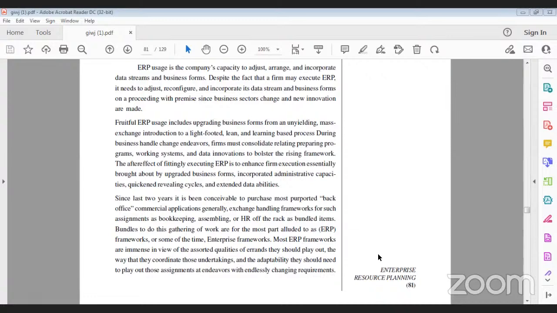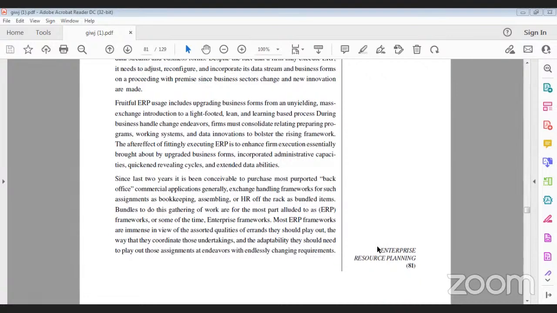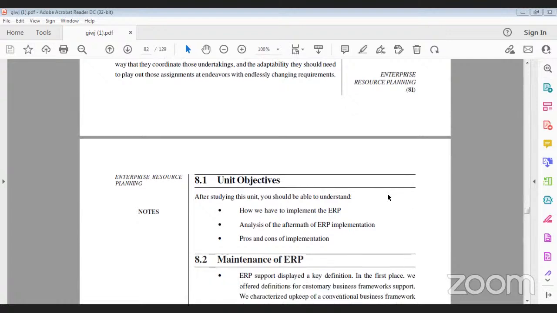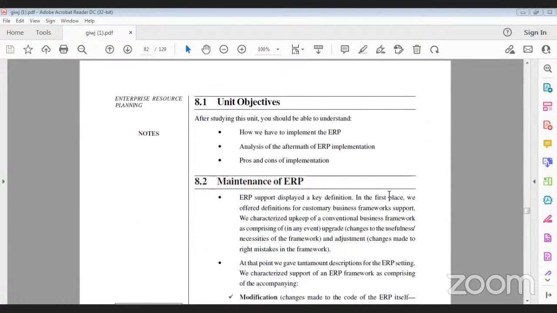Here are the unit objectives. First, how we have to implement the ERP. Second, analyze the aftermath of the ERP implementation. And third, the pros and cons of the implementation. Here, maintenance of ERP is the first point.